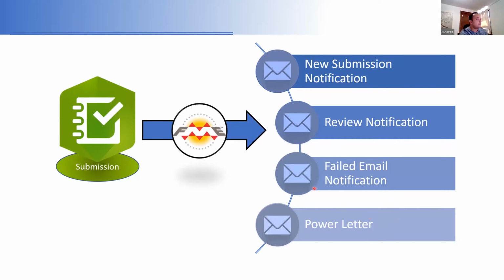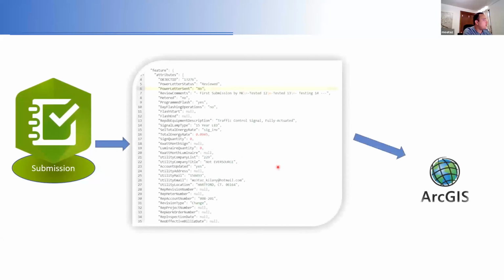Now, these emails or notifications could be handled by the ArcGIS Survey 1 2 3 app, but we opted for the FME server to handle this kind of process. And to understand how this works, I will show how the submission process works on the Survey 1 2 3 app itself.